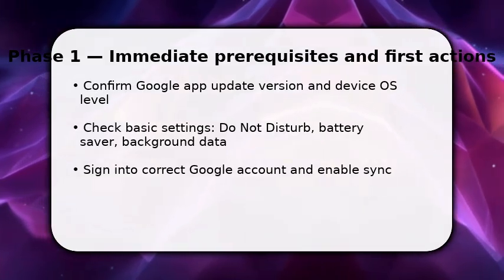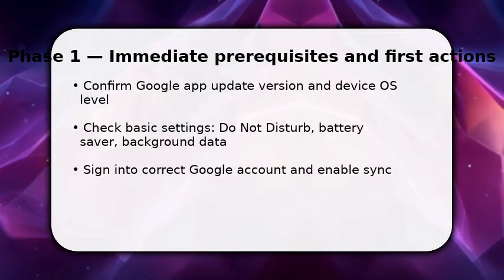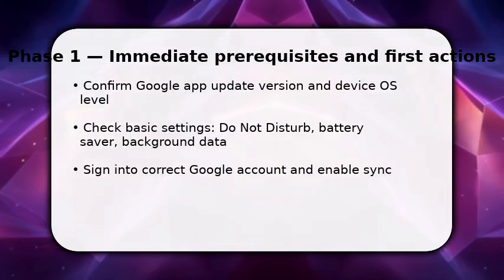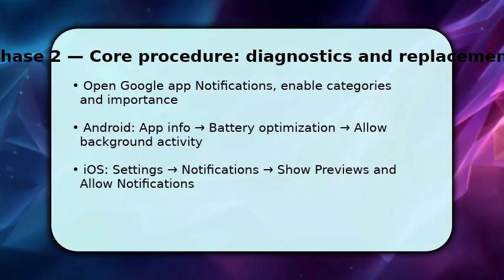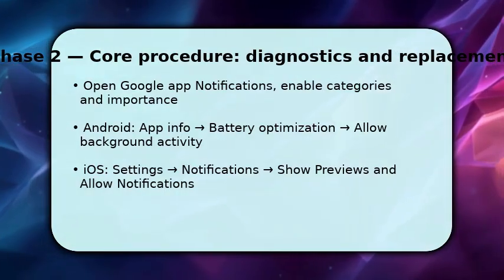If any of those fail, pause and resolve them now, because the detailed fixes won't take effect until these basics are correct. You'll now adjust detailed app and system settings to restore alerts.